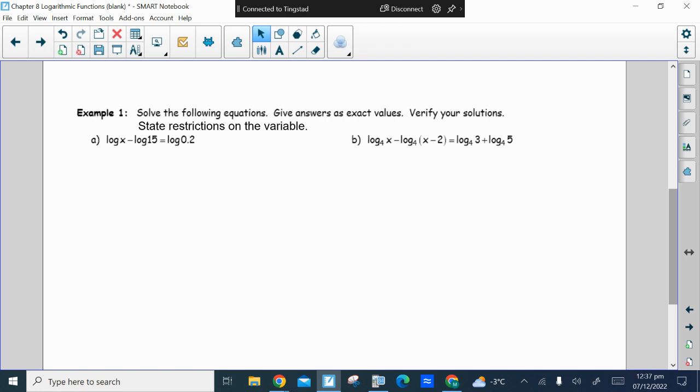So, this first example, solve the following equations, give answers as exact values. We'll verify solutions as well as state restrictions on the variable. So the first step when you're solving a logarithmic equation is you want to get both sides expressed as a single log. That's one of the tricks that we're going to use. And so in this case, on the left side, we need to combine those two terms. When you're subtracting logs with the same base, you can use the quotient law to combine them. So that's what we'll do. We'll have log of x over 15 equals log of 0.2.